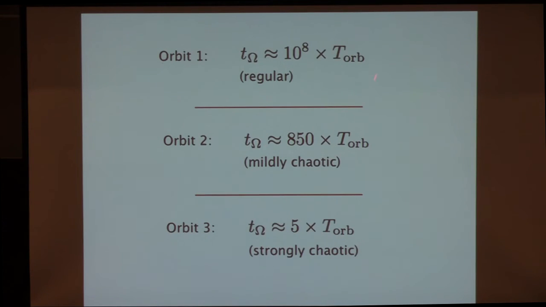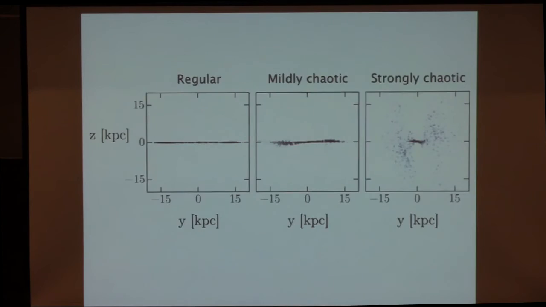And we said orbit 1 we called regular because we calculated that it should have a diffusion time of order 10 to the 8 orbits. A mildly chaotic orbit because it has a diffusion time of 100 orbits, and a strongly chaotic orbit that has a diffusion time of 5 orbits. And for reference, PAL 5 has gone 40 times around the galaxy. So you would expect only this orbit to really change the morphology of PAL 5's tidal stream.